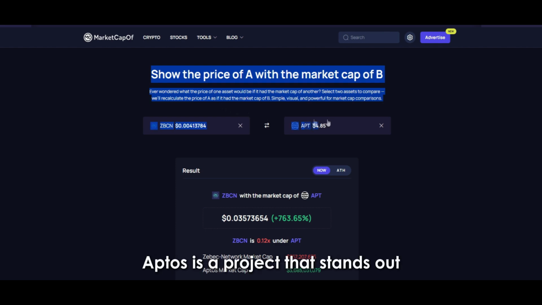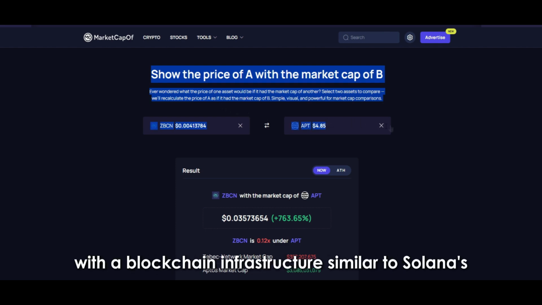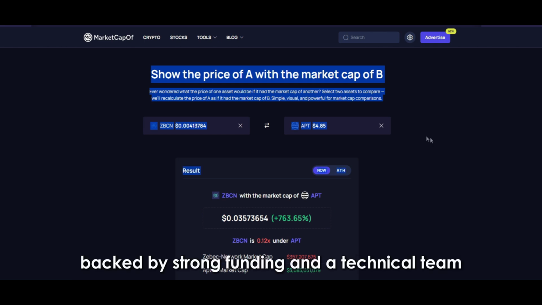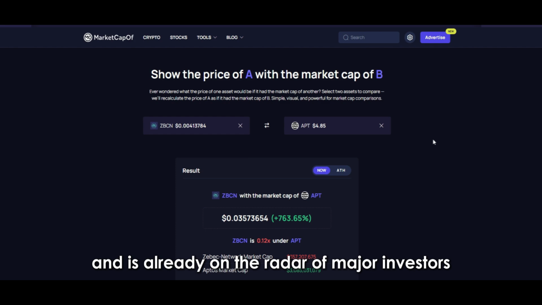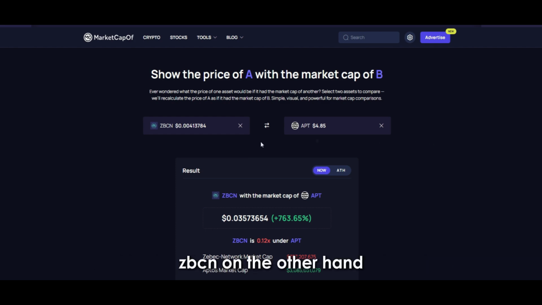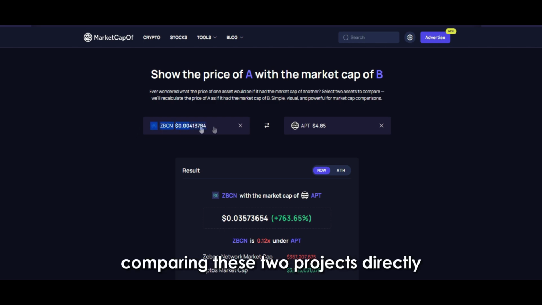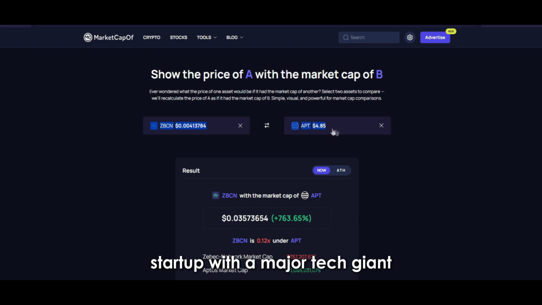Aptos is a project that stands out with a blockchain infrastructure similar to Solana's, backed by strong funding and a technical team, and is already on the radar of major investors. ZBCN, on the other hand, is still in its early stages, promising but just getting started. Comparing these two projects directly is like comparing a newly launched startup with a major tech giant.